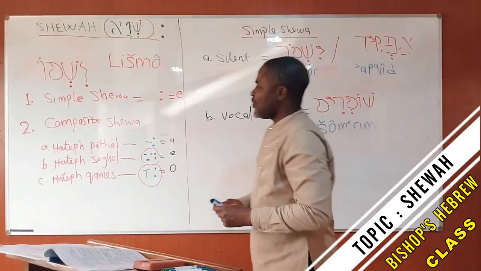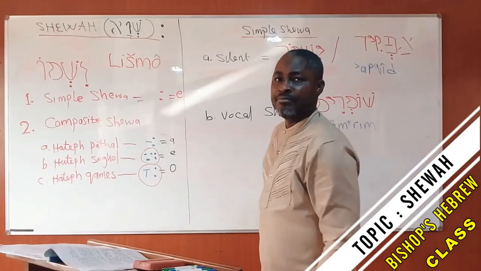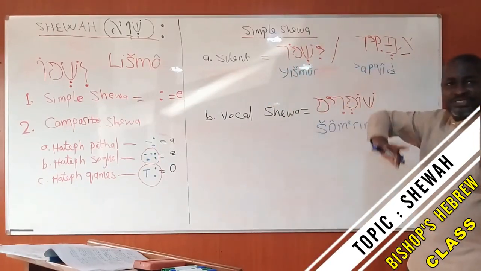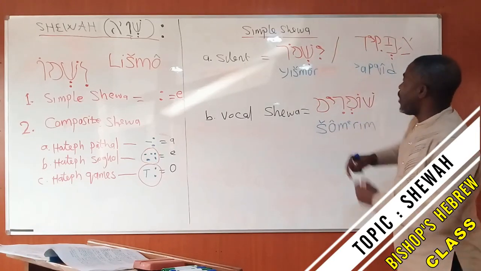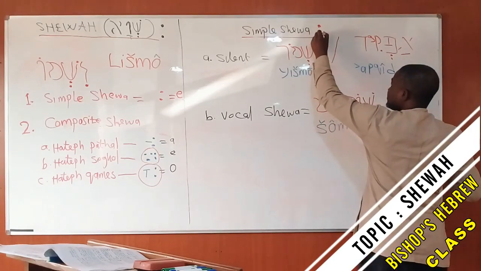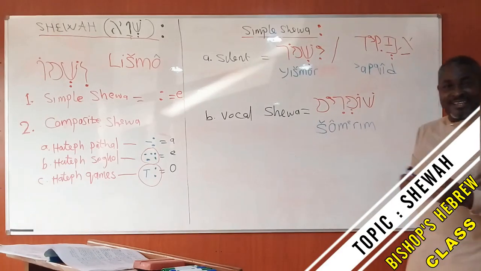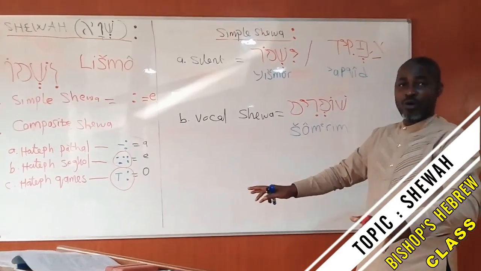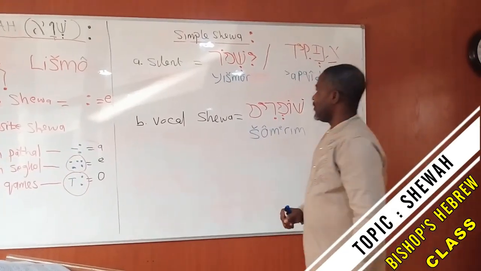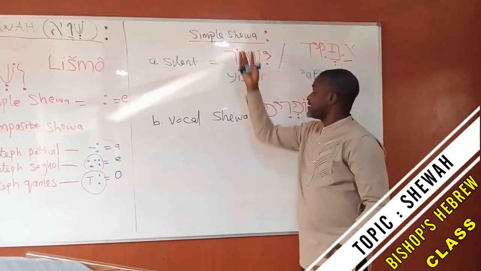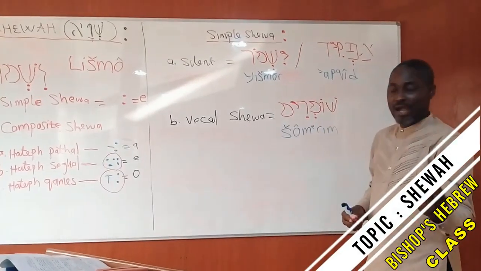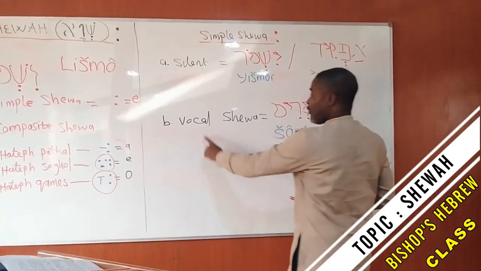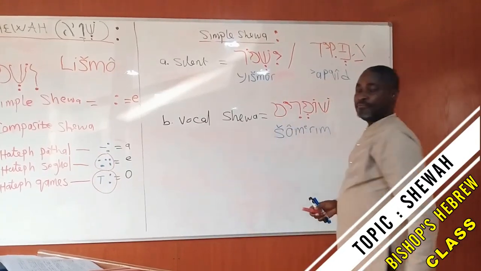So now, when we talk about simple SHEWAH, how do we use them? Let's start first with simple SHEWAH. We have the simple SHEWAH sign, and it replaces a vowel under any letter, at the beginning or middle of a word, that lacks a vowel. We have two types of simple SHEWAH. We have first of all what is called silent SHEWAH. Then we have what is called vocal simple SHEWAH.